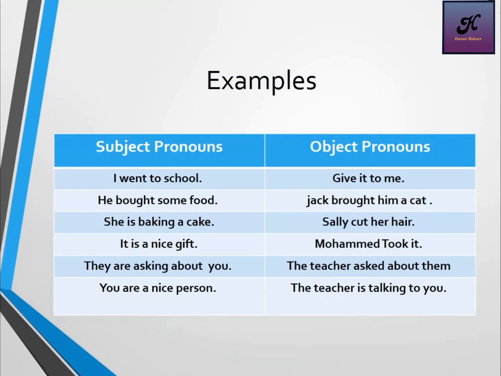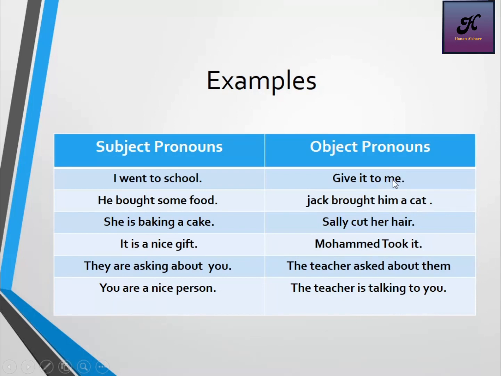Now, examples for the subject pronouns. Subject pronouns such as I went to school. Who's the one who went to school? It's me. So I'm talking about myself, so I will use I. But on the other hand, if I am the one who's taking something from somebody, I will say, give it to me. Give it to me.